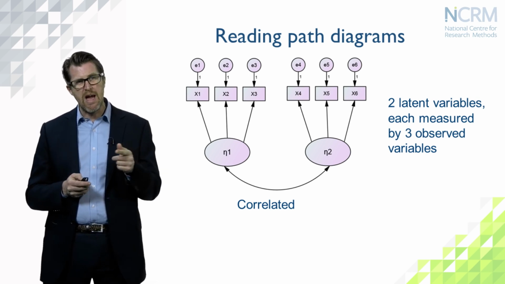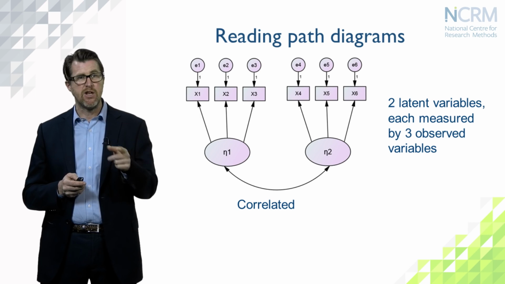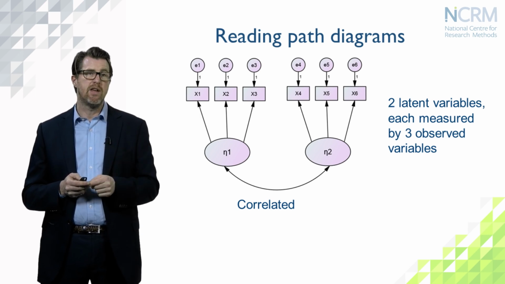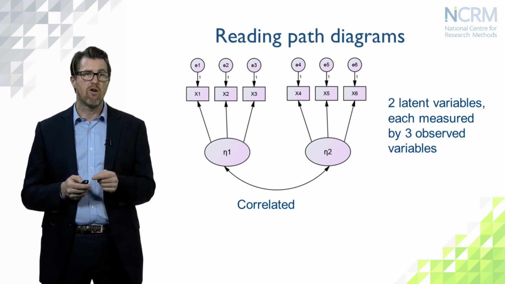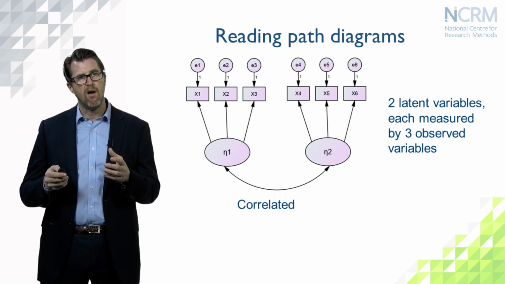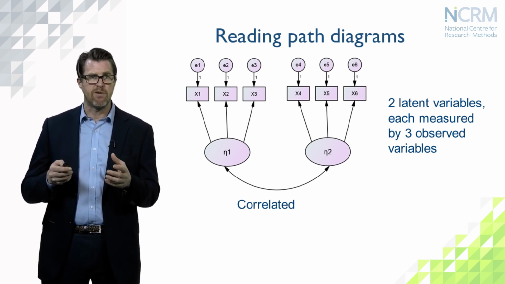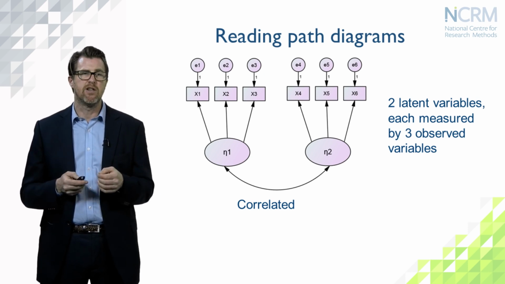Now we've also added in here a curved line with an arrow at each end. This is to show that in our model the two latent variables are correlated with one another. We're not saying anything about the direction of the relationship between eta1 and eta2. We're just saying that we think that there is some kind of relationship between them.